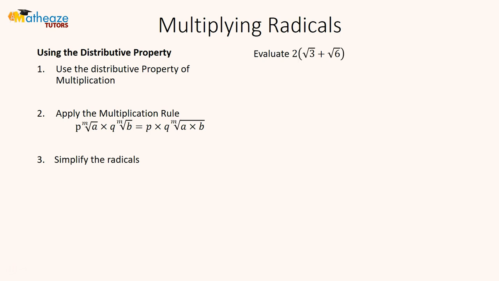Now we're just going to use the distributive property. That means that we're going to multiply every term in the parentheses by the number outside the parentheses. In this case, that is 2. So this is going to give us 2 square root of 3 plus 2 square root of 6. And you can't simplify further because the numbers under the square root sign, the radicands, are different, even though they share the same degree.